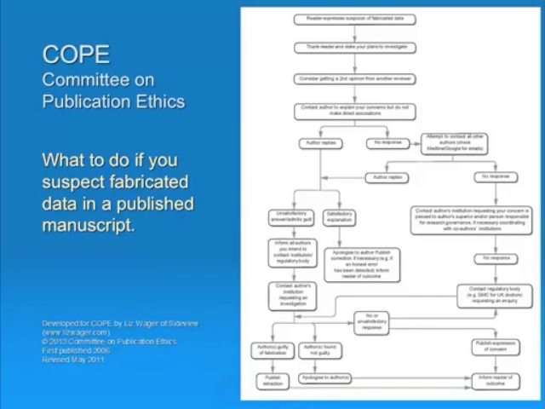I want to end with something that is almost impossible to see from where you are, and I apologize, but it is COPE's decision tree for how a journal editor should respond when there is a suspected act of misconduct or a paper published with data that are suspected to be false. And it starts with a reader expressing suspicion of fabricated data, and it goes down to contact the author. The author replies or the author doesn't reply. Here, when the author doesn't reply, we go on to this arm of the tree.